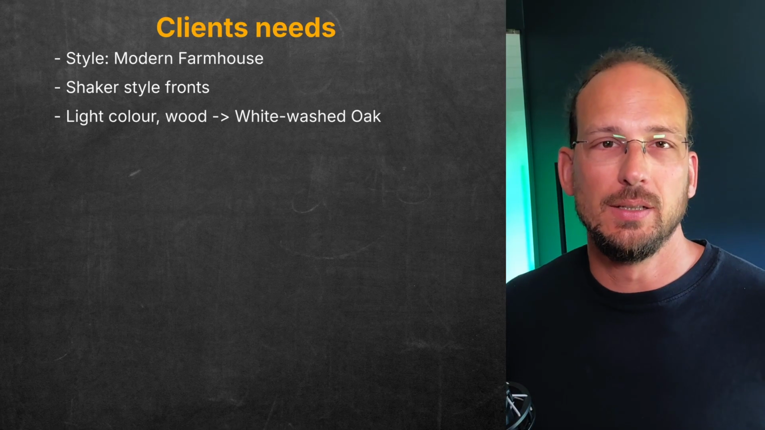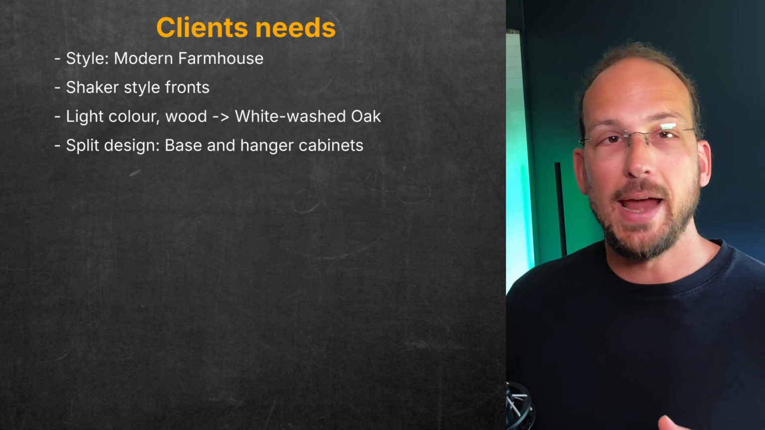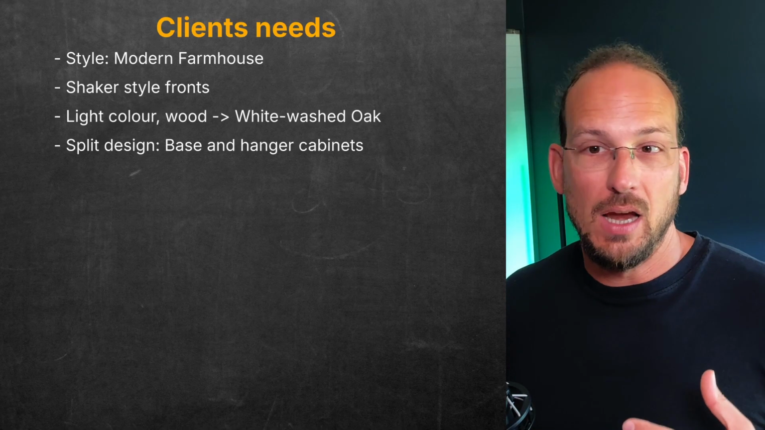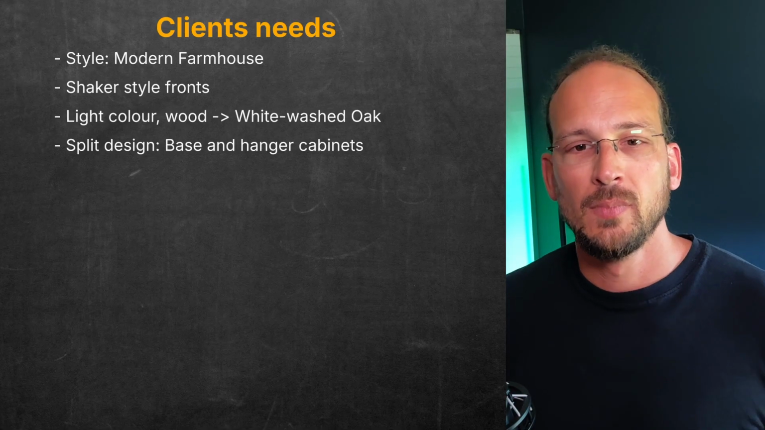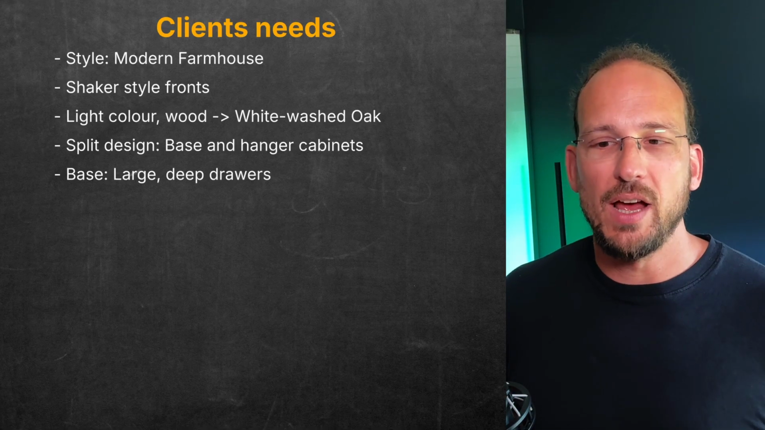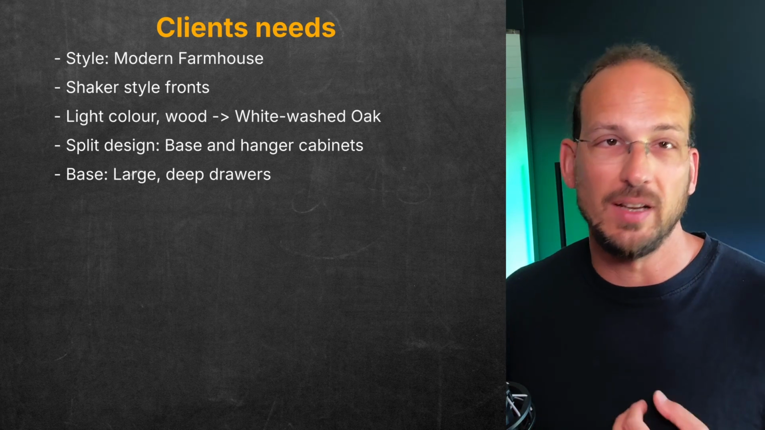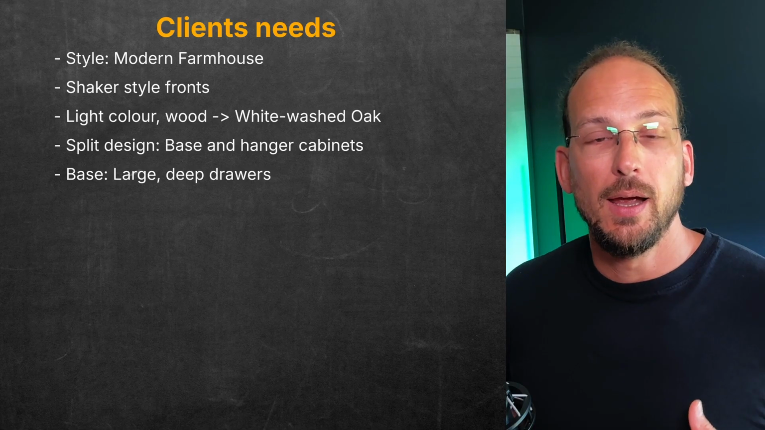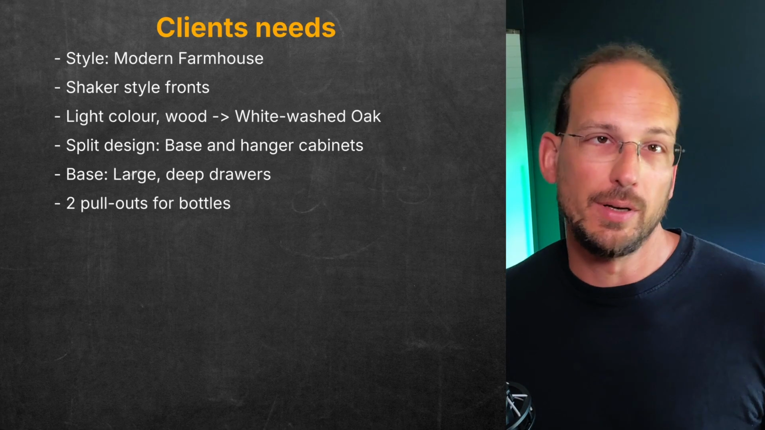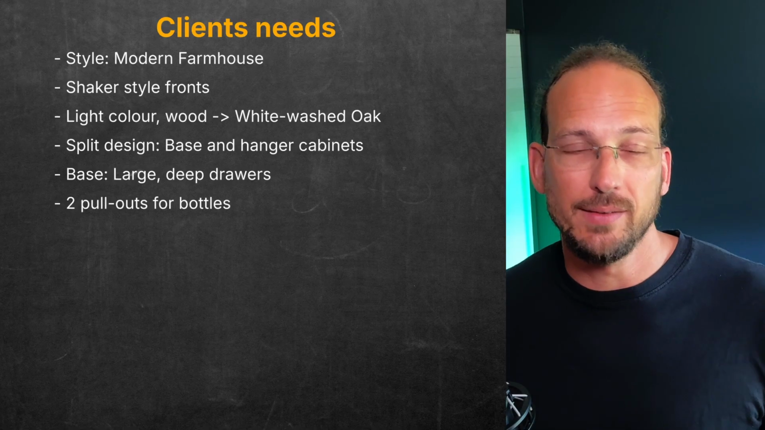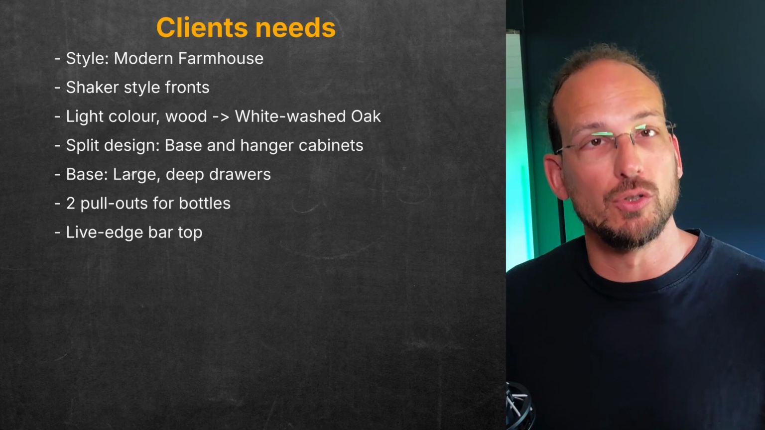Now the whole built-in is going to be split into two parts, base cabinets and hangers, rather than a continuous piece from bottom all the way up to the top. The base is supposed to have large and deep drawers to store lots of stuff like plates, etc. And it's also supposed to have two pullouts for bottles where they can store their spirits and wines and stuff. And then they want a live edge bar top on top of that base.